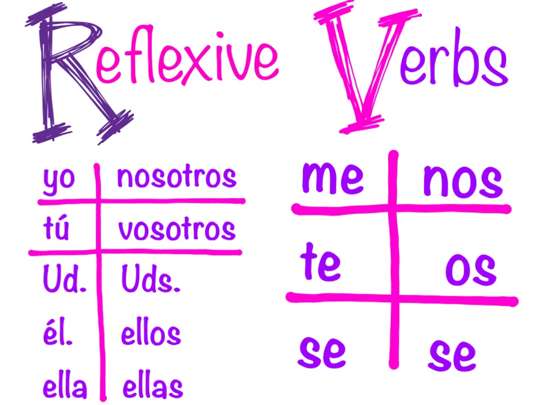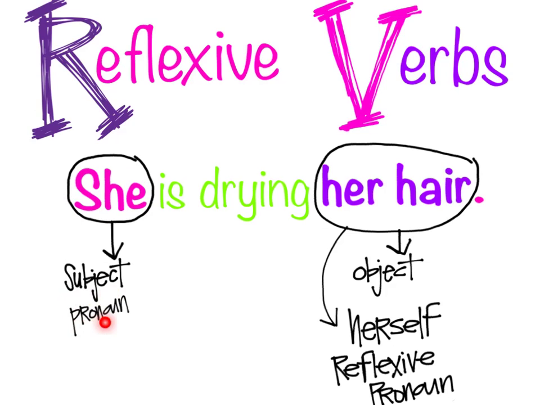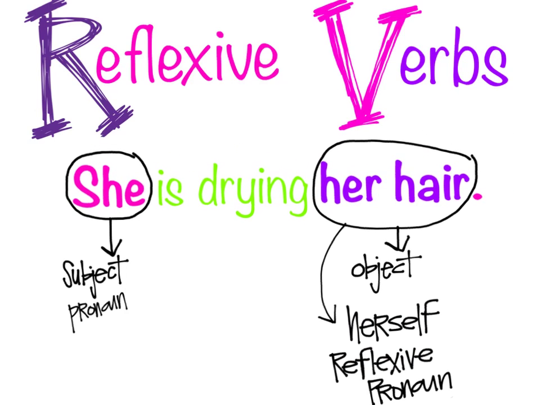So in both Spanish and English sentences, you will have two different pronouns. You will have your subject pronouns that tell us who is doing the action, and your reflexive pronouns that tell us who is receiving the action. So if you think back to the sentence that we had earlier, she is drying her hair does in fact have a subject pronoun and a reflexive pronoun. She is my subject pronoun, and her hair, remember, became herself, and herself is my reflexive pronoun in this sentence.